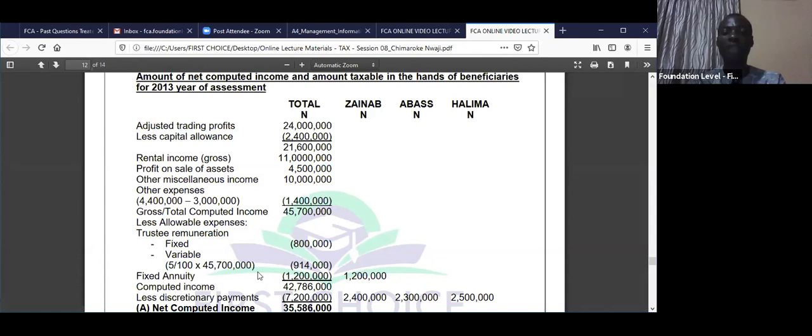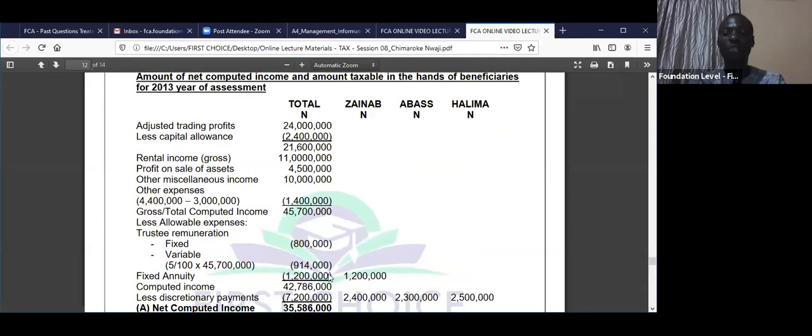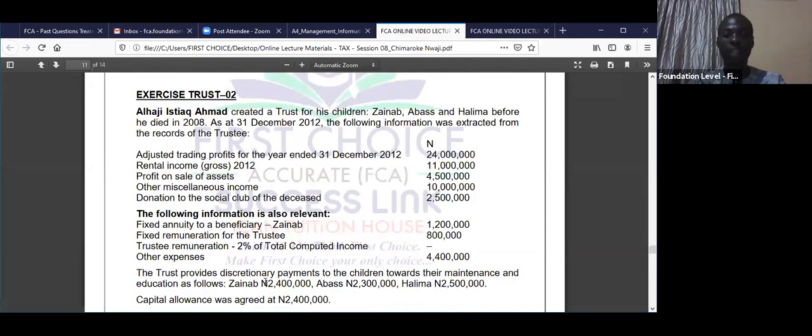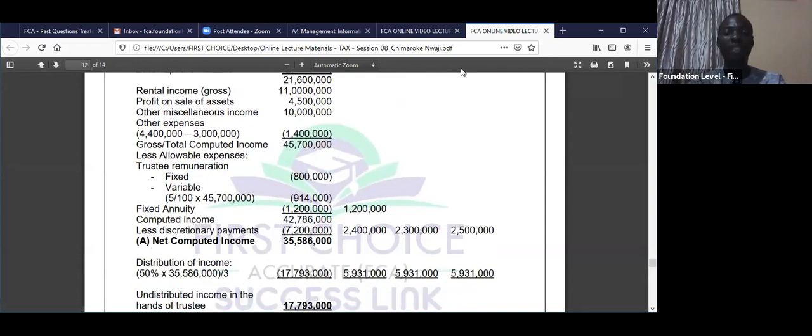Now, when we look at our fixed annuity, we were told that one person received fixed annuity, 1.2 million, Zainab. So Zainab received 1.2 million. It's going off here, it's entering into Zainab. So this minus all of this gives us our computed income. That's fine. Then our discretionary expenses are all of these ones here. So what do we do? We less them. When we add them together, it gives me this, and you push them all here. So what is our net computed income? This is what they're even asking us to find.